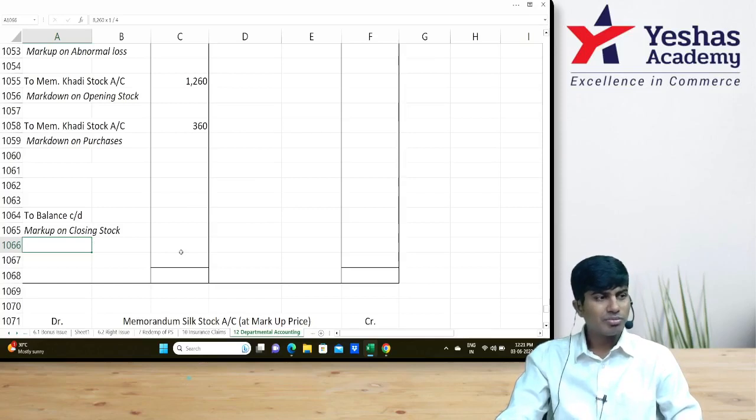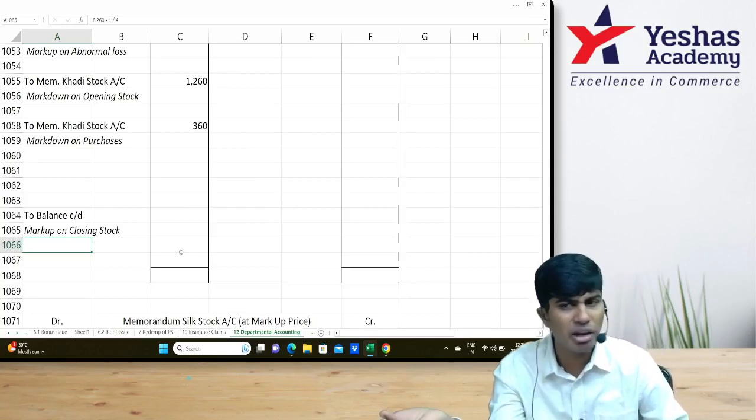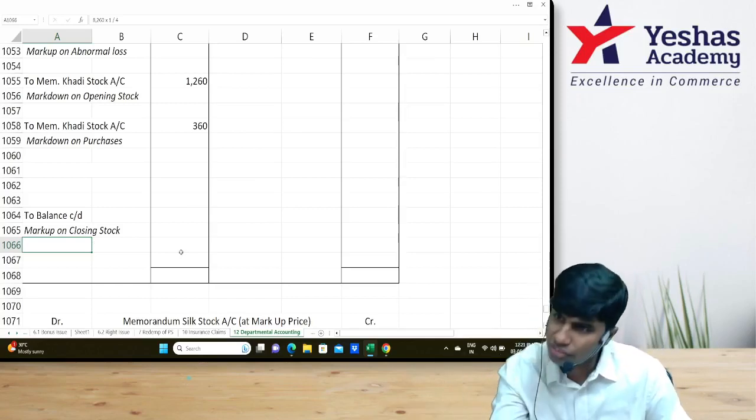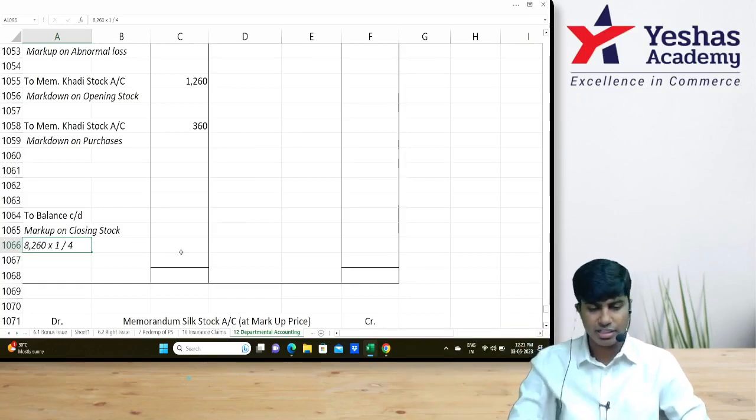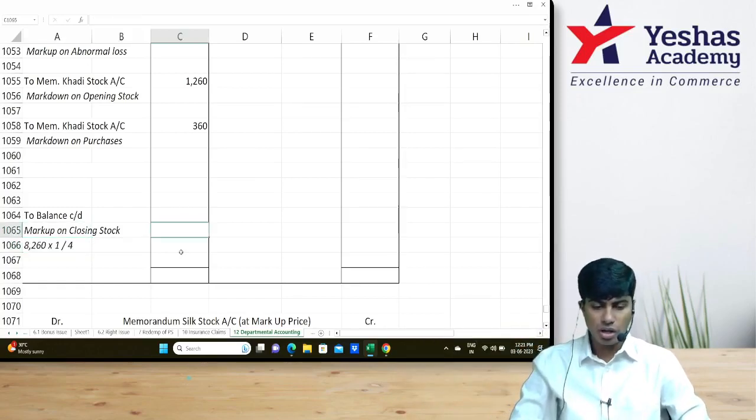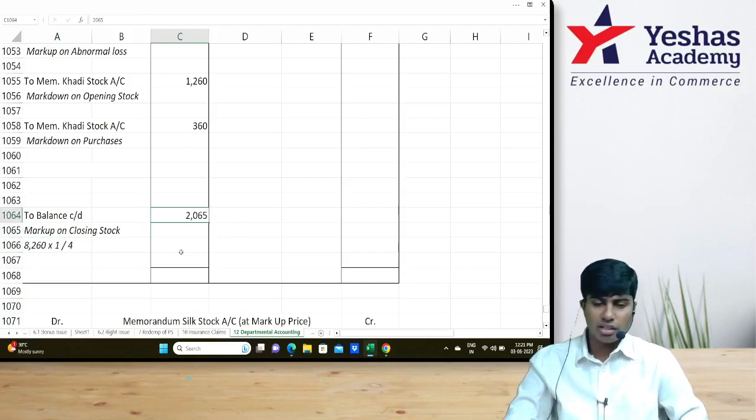Or the other way around. It is 1 by 3, no? You do 1 by 4, or do 33.33 divided by 133.33. You will still get the same thing. 2,065, 2,065. Done. Everything is done.